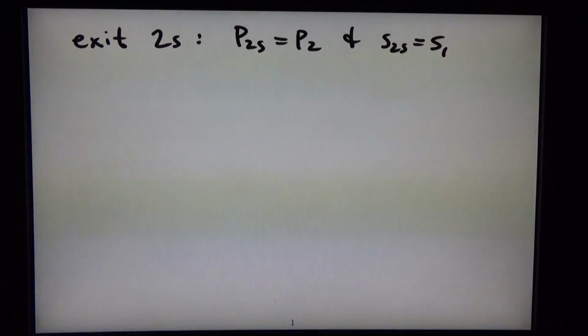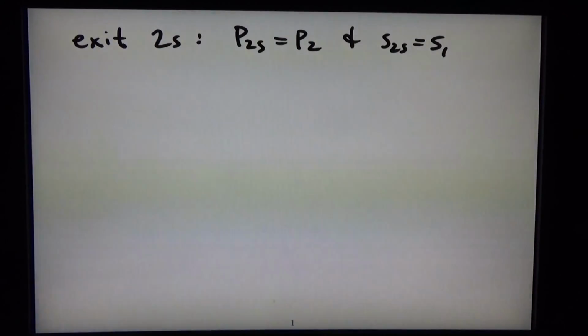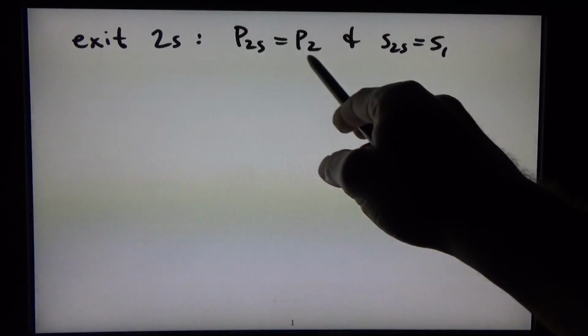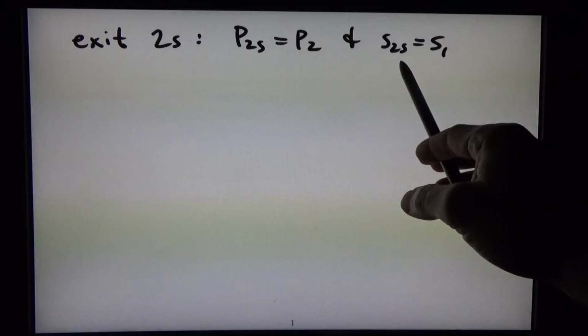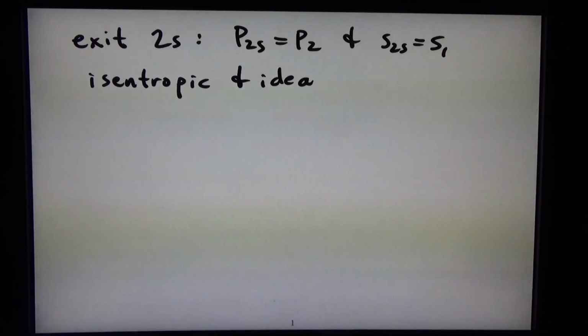For the ideal gas problems, it's a little bit different. We don't actually have a way to look up the value of S1 in the table. Then that gives us S2S, and then we can calculate H2S and so on and so forth. So really for the ideal gas problems, we can just use the fact that the pressure P2S is P2, and instead of using this, we just know that this is an isentropic process. And we know that we have an ideal gas. So that allows us to use the isentropic ideal gas equations.